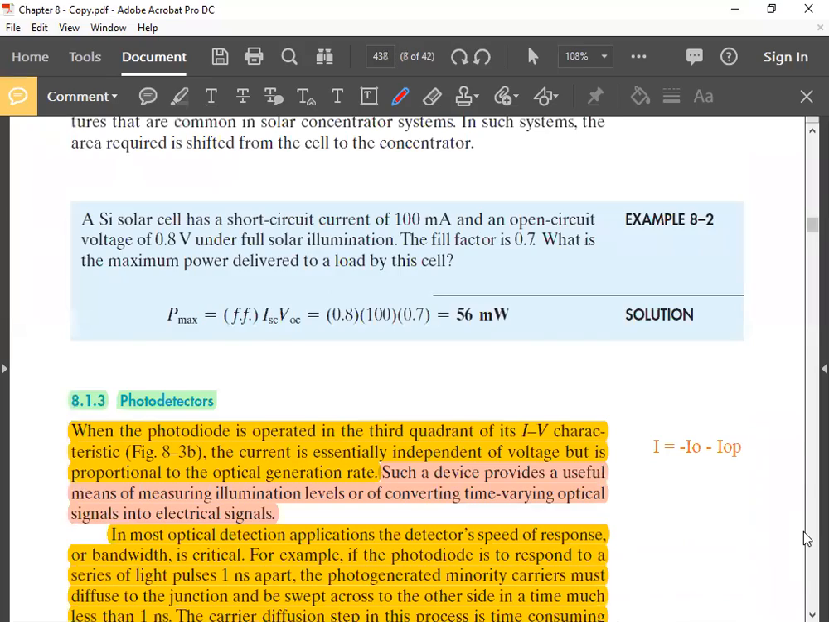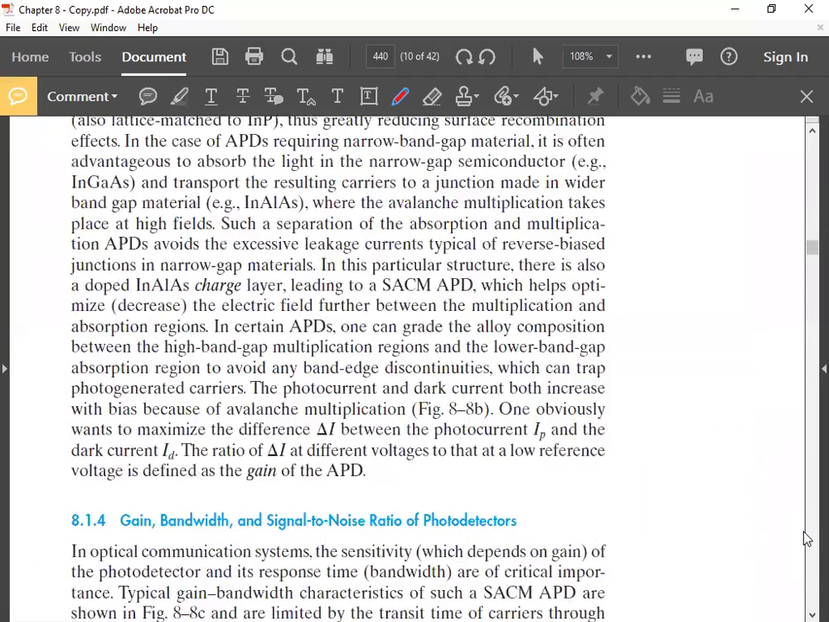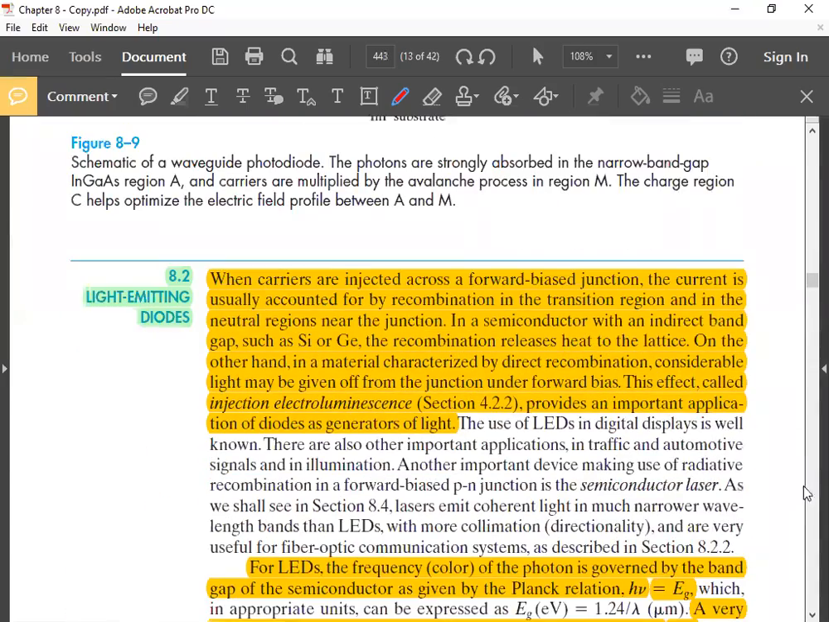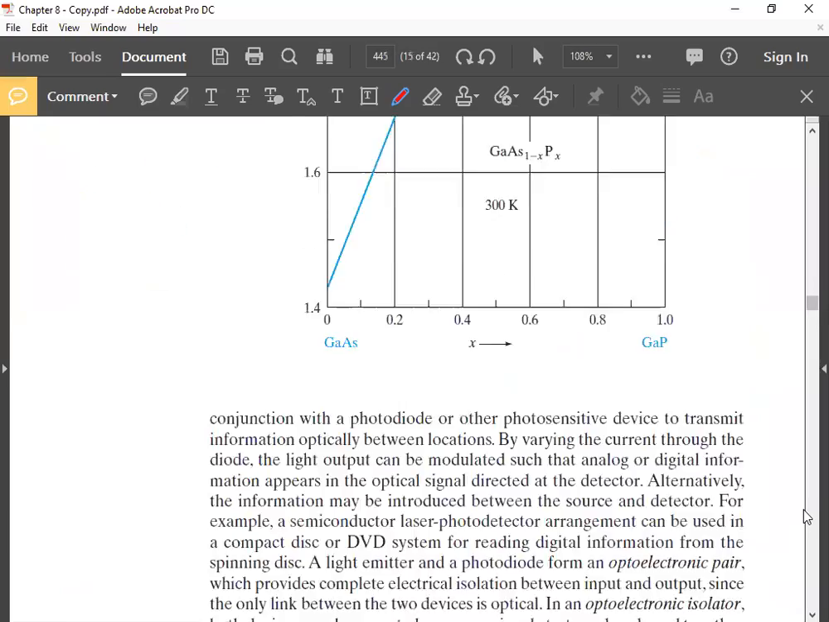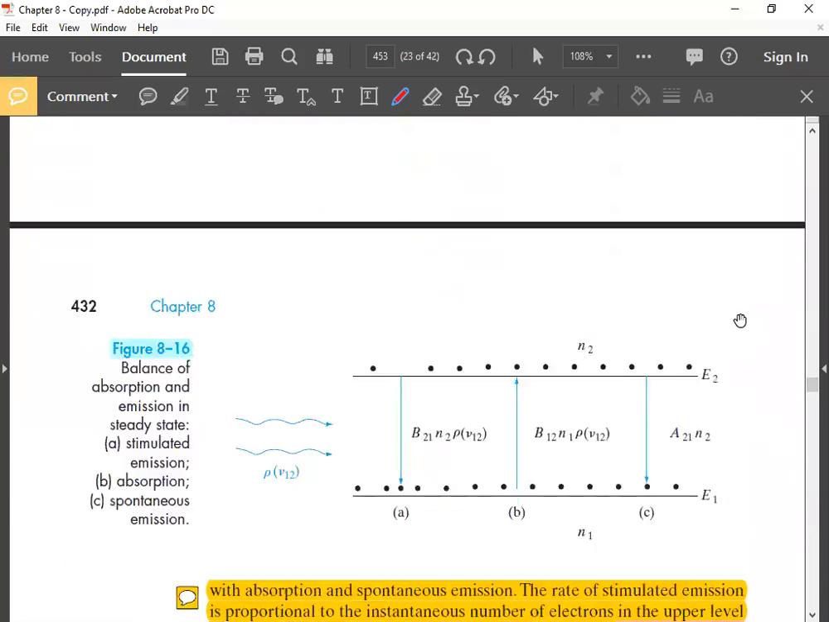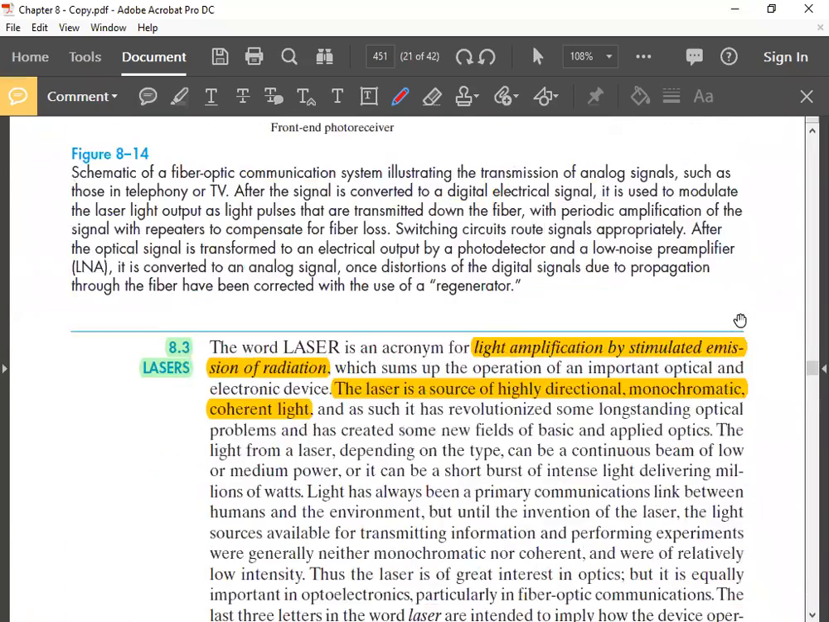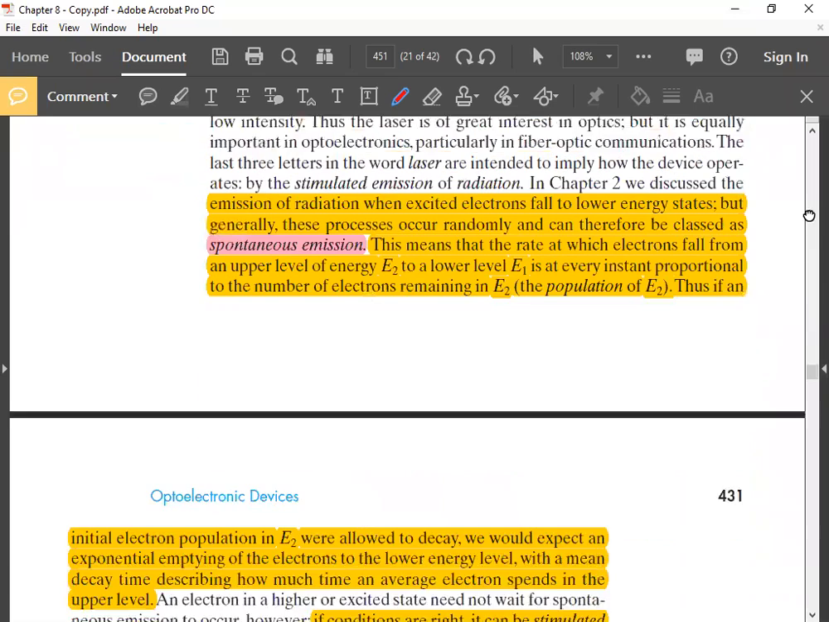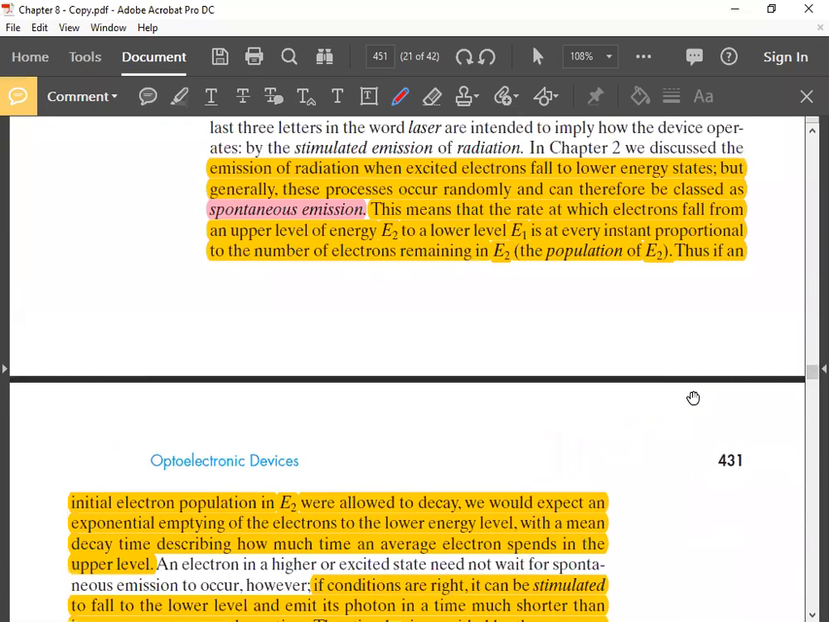So photodetector, then LED, light emitting diode, and laser. Up to the end of laser will be the syllabus. There is less math in this chapter, mostly description. So I believe this chapter will be easier for you than the other chapters.